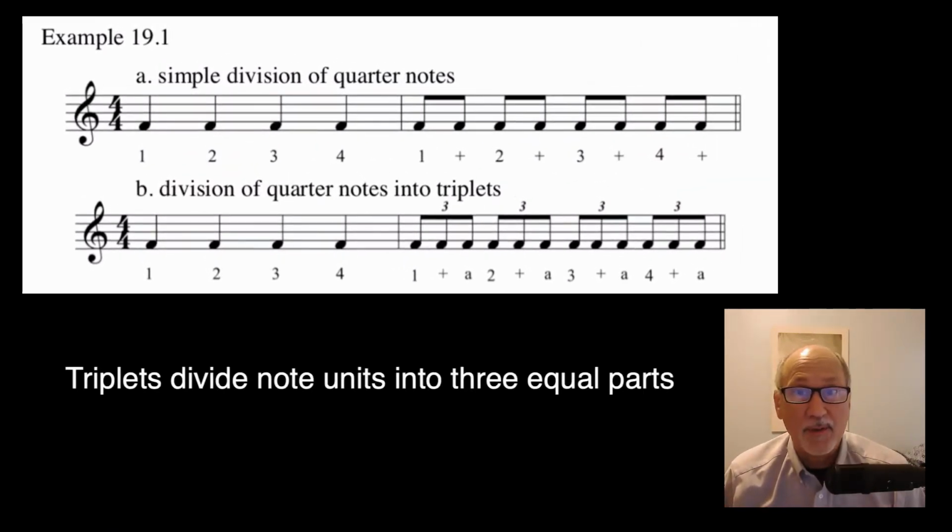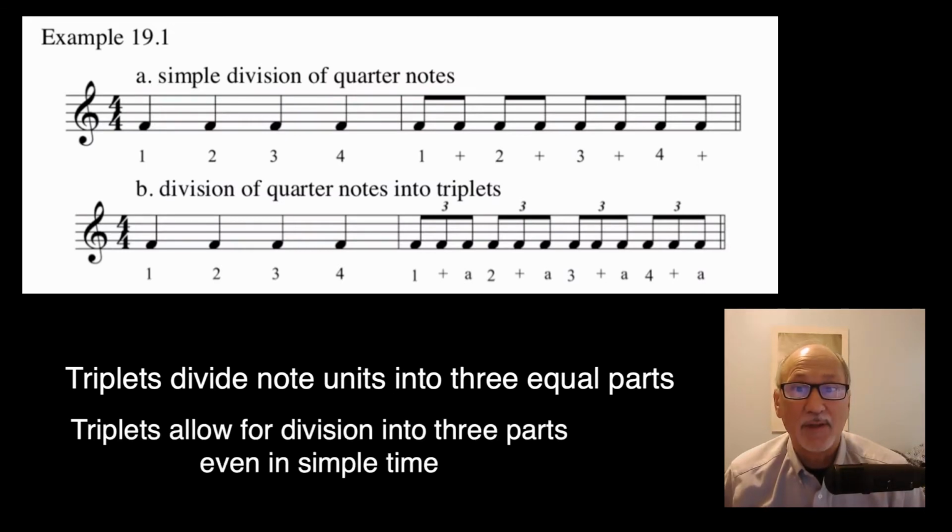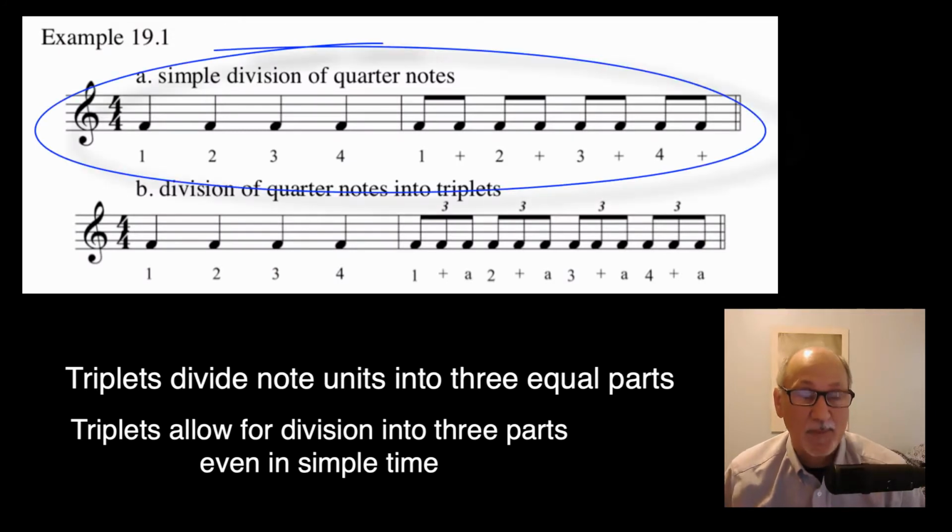Now, as you know, rhythm in compound time already divides the beat units into three parts, as we've already talked about. But triplets will allow this type of division even in simple time and across a wide range of values. This example shows a series of quarter notes followed by their normal division into eighth notes. So in other words, 1, 2, 3, 4, 1 and 2 and 3 and 4 and.